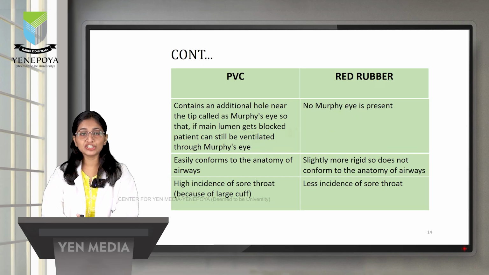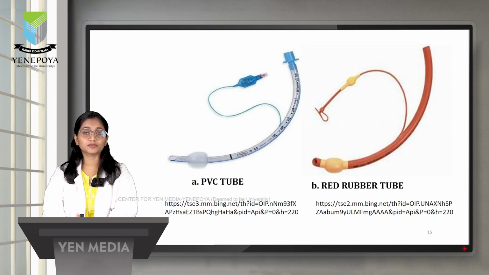PVC tube contains an additional hole near the tip called the Murphy's eye, that is, if the main lumen gets blocked, the patient can still be ventilated through the Murphy's eye, whereas the red rubber tube has no Murphy's eye. The PVC tube easily conforms to the anatomy of the airways, whereas the red rubber tubes are slightly more rigid, so do not conform to the anatomy of the airways. The PVC tubes have high incidence of sore throat because of the larger cuff, whereas the red rubber tubes have less incidence of sore throat. So this is the image of a PVC and a red rubber tube. Image A is a PVC tube and B is a red rubber tube.